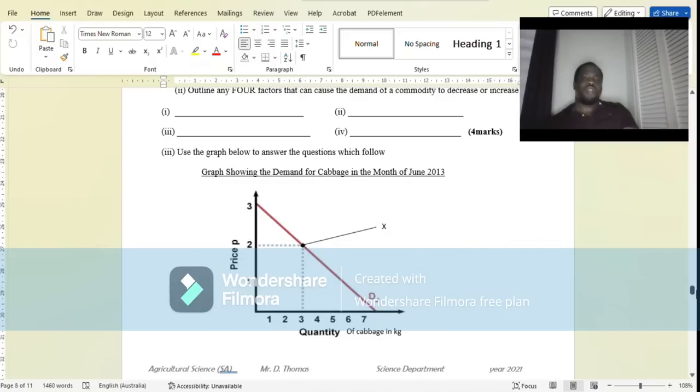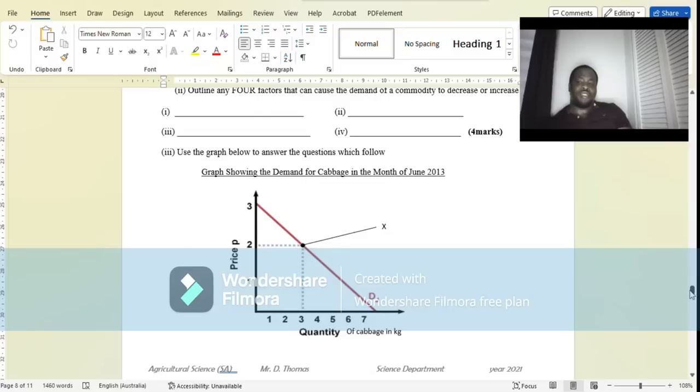So we're using the graph below to answer the questions which follow. And this graph is showing the demand of cabbage in the month of June 2013. Now, again, if you weren't informed by that title, and you wanted to know whether this is a demand curve or a supply graph, you can know by its shape. The demand slopes from top left to bottom right. And so you can look at that.